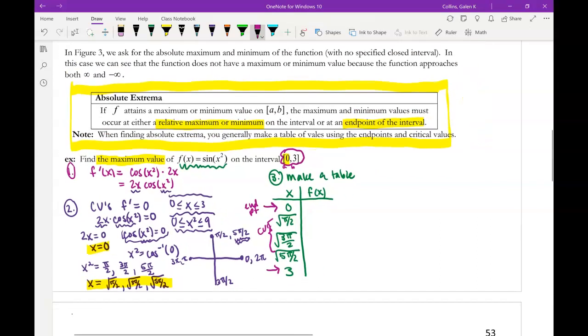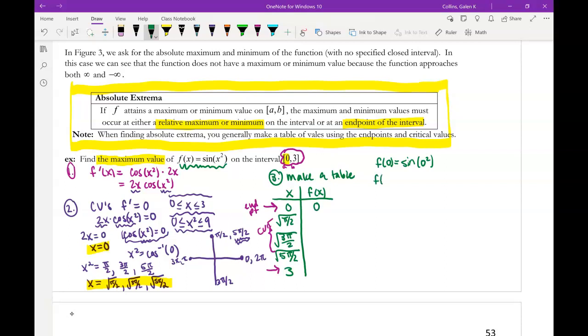All right, now we just plug these into the function itself and see what gives us the least and the greatest value. So I would encourage you to just kind of do this work out to the side. So the sine of 0 squared is just the sine of 0, which is 0.